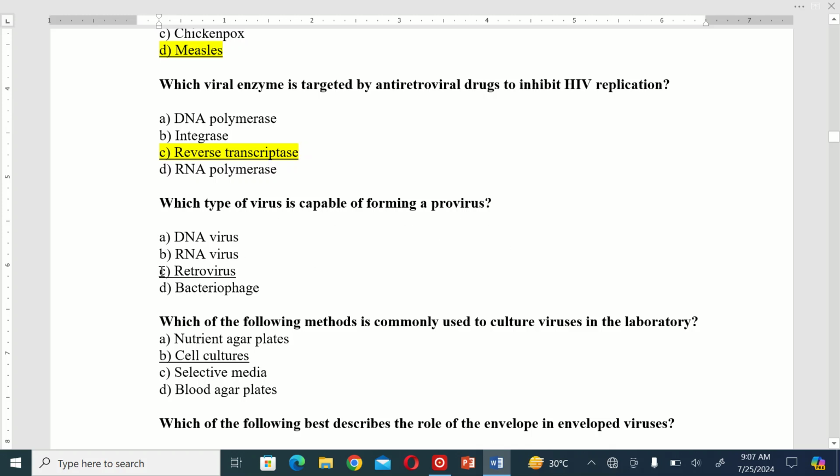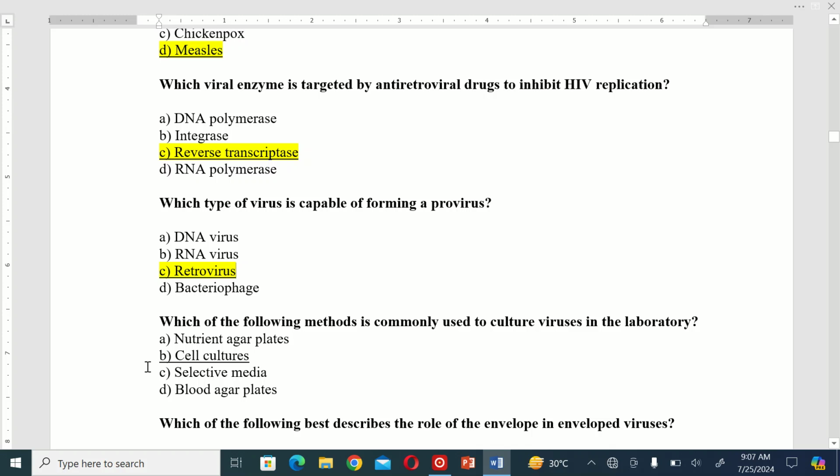So the next MCQ is: which type of virus is capable of forming a provirus? A. DNA virus. B. RNA virus. C. Retrovirus. D. Bacteriophage. So the correct option is C. Retrovirus.